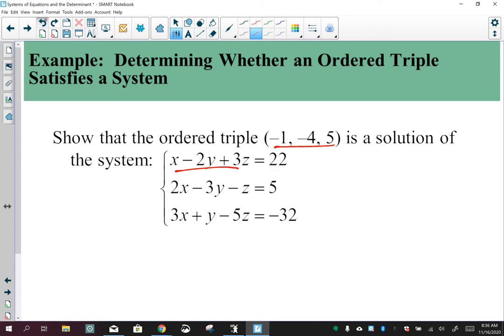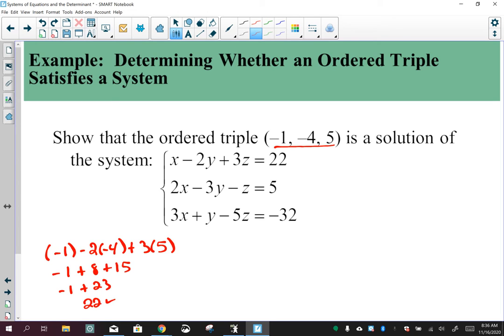Back this out. I'm going to take my first one here, and I'm going to say 1 minus 2 times -4 plus 3 times 5. It's 1 plus 8 plus 15. 1 plus 23, hm, that gives me a 24. So that first one is a yes. I have 2 times -1.